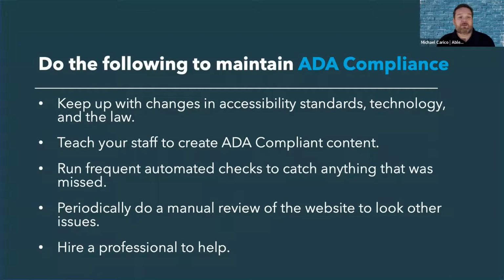Periodically do a manual review of your website to look for the issues that the automated tools won't catch. For example, the automated tool that we use yells at us anytime that there isn't alt text for an image. But as you saw in the one rule, if it's decoration, it doesn't need alt text. That needs a human to figure out what's going on. And last but not least, if you're completely overwhelmed and don't know what to do, just hire a professional to help. All right. So I hope that wasn't too much, too soon, too little.